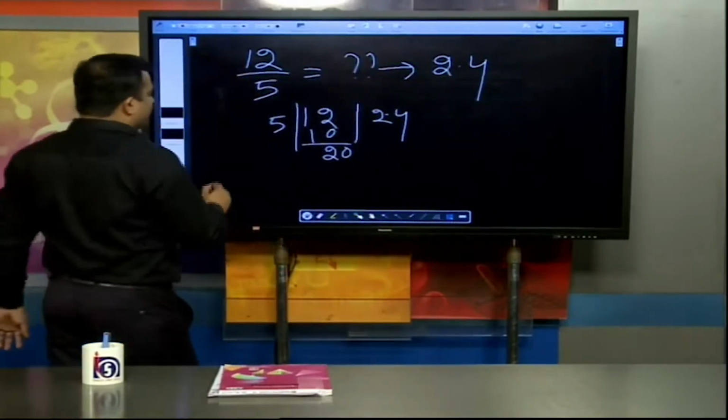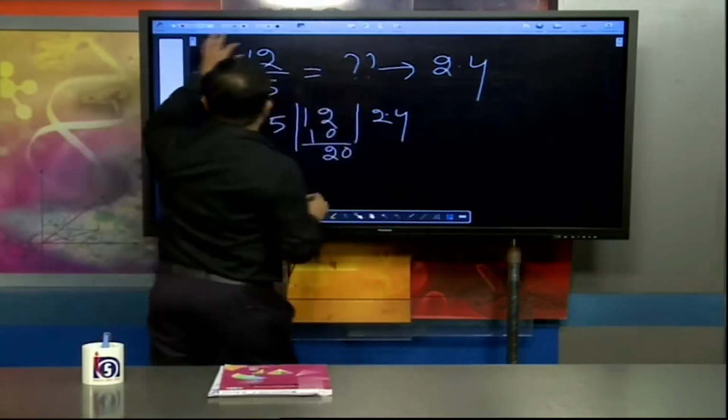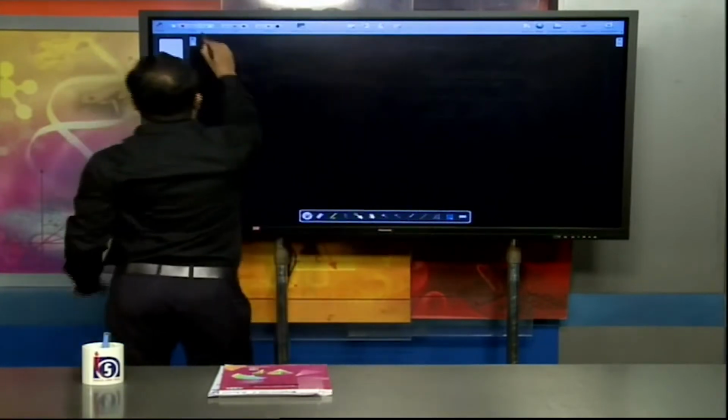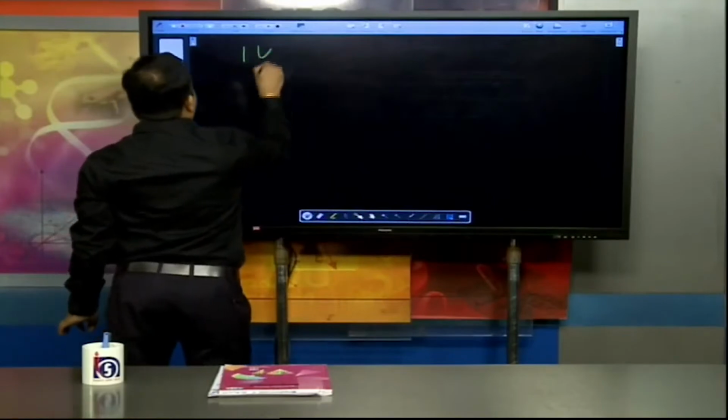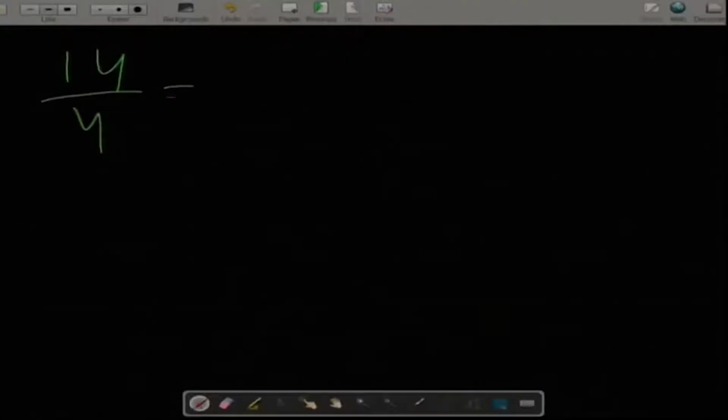However, suppose I would like to write another division. Suppose I would like to tell you 14 by 4. 14 by 4, the value will be, you know, 4 into 3, 12, again you will get 20, that means 3.5.